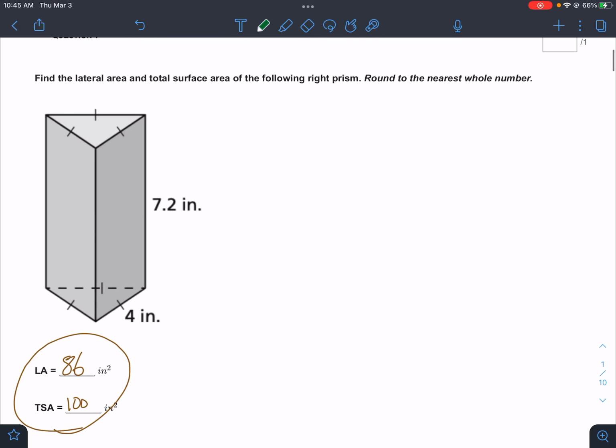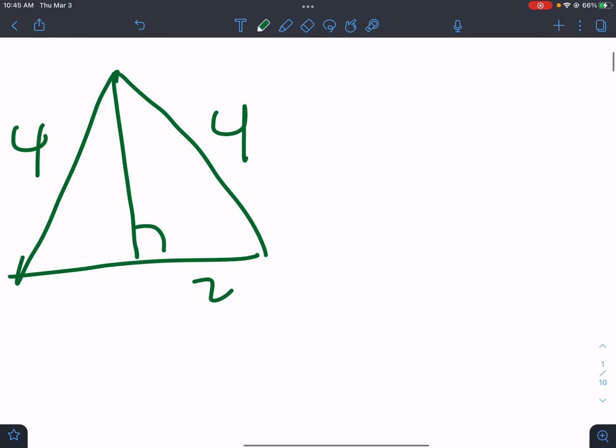First one says find the lateral, that's everything but the bases, and the total surface area for the following prism. When I'm working on prisms and pyramids, I focus on the bases first. The base is an equilateral triangle, and they tell us each side is 4. So that's going to be 4, 4. I told you guys to get really good at this. Get used to just dropping the height and cutting it in half right away. When you do that, this becomes a 30, 60, 90 triangle, and this would be 2 root 3.